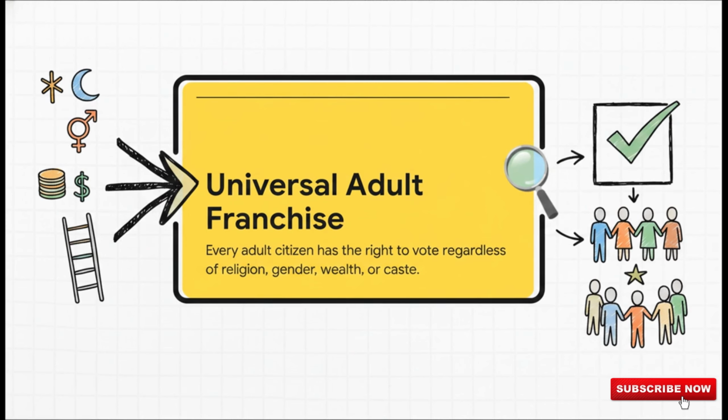Let's zoom in on that third pillar for a second, universal adult franchise. It demands absolute political equality. It literally does not matter what your religion is, your gender, your bank account balance, or your social class. If any demographic is legally excluded from the voting process, well, the government doesn't represent the people. It really only represents some of the people.